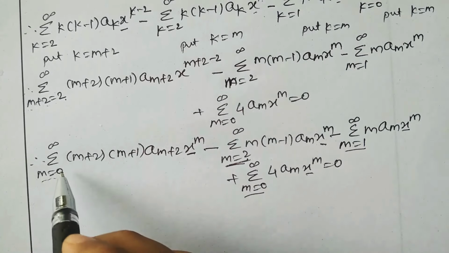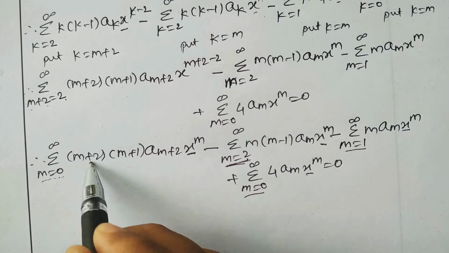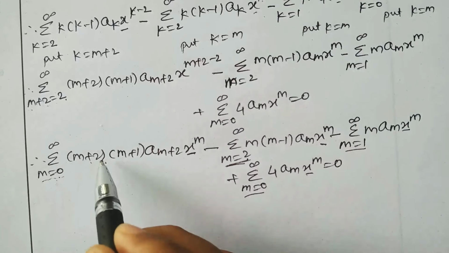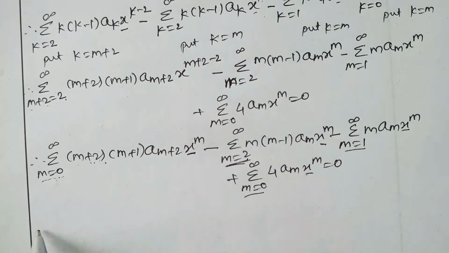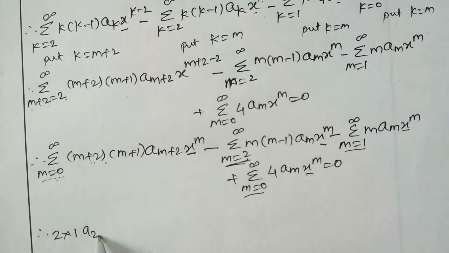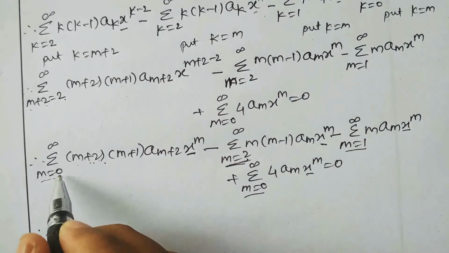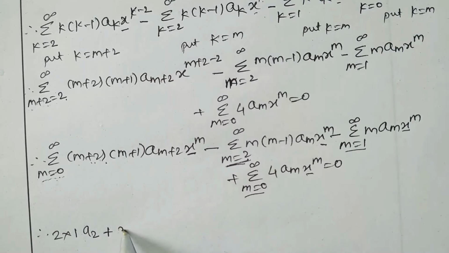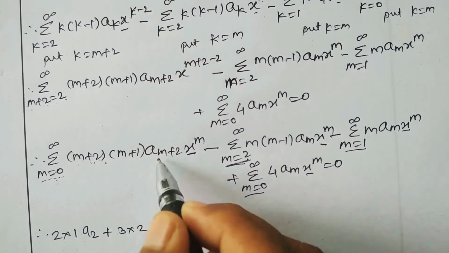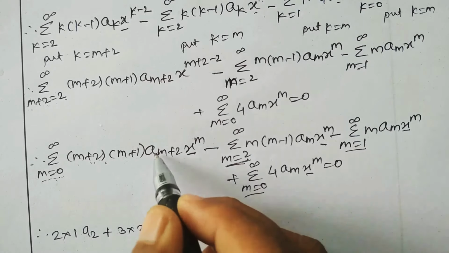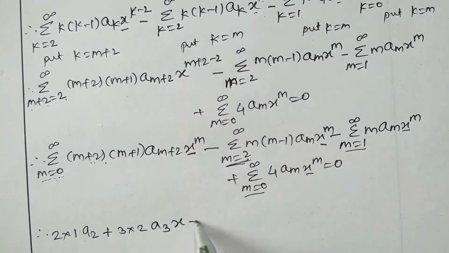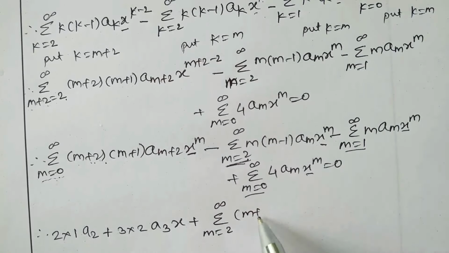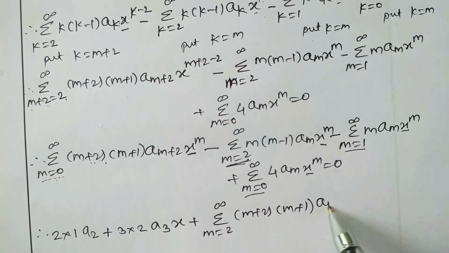To make the first series start from 2, you have to put m equals 0 and m equals 1. When you put m equals 0, you will get 0 plus 2 is 2, into 0 plus 1 is 1, into a2 x to the 0, which is 1. Plus m equals 1, so you will get 1 plus 2 is 3, into 1 plus 1 is 2, and a3 into x to the 1, that is x. And the remaining series, m varies from 2 to infinity as it is, m plus 2, m plus 1, am plus 2 x to the m.